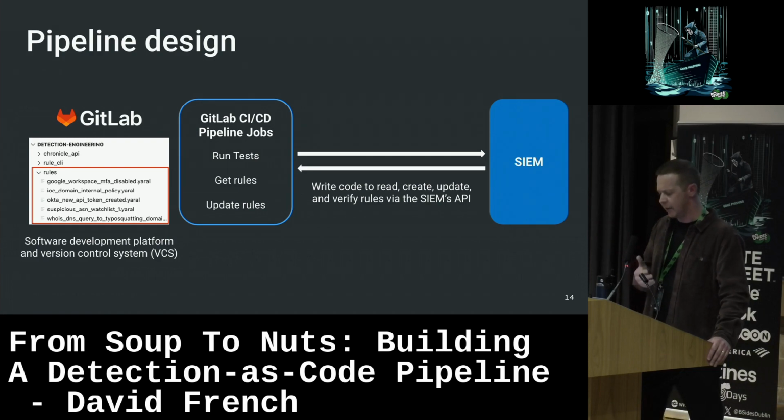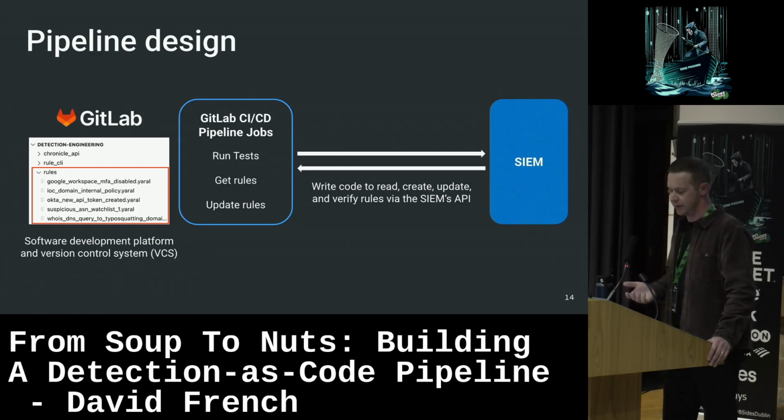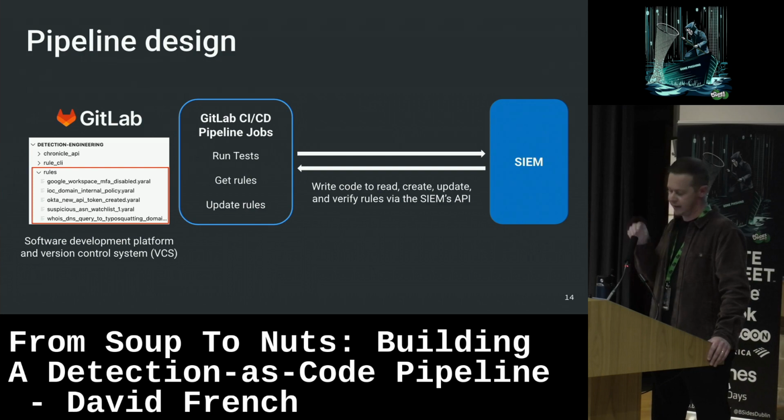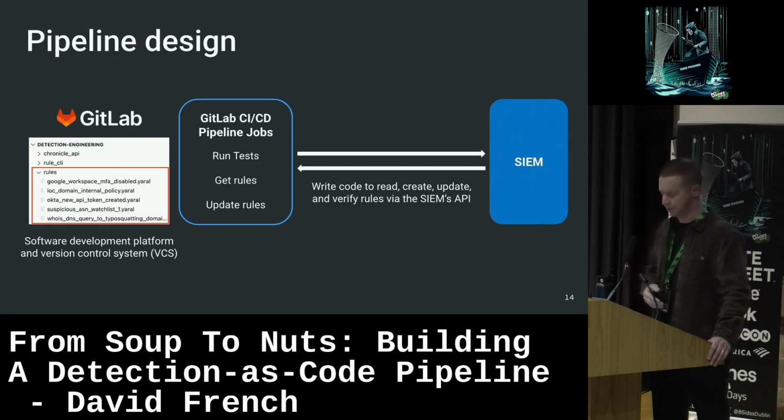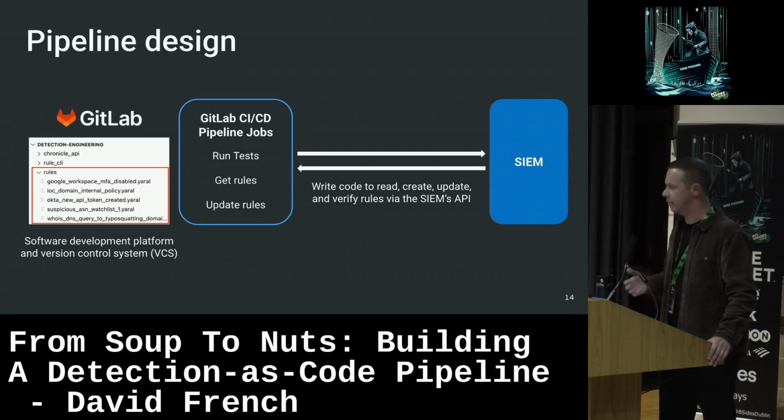Some organizations might have separate dev and prod instances for their SIEM. They might test and deploy changes to their dev instance before they push them out to production. In this example, we're just going to have a single SIEM, right? So on the right-hand side, we've got our SIEM. It's got an API that lets us programmatically create, update, and verify rules using code.